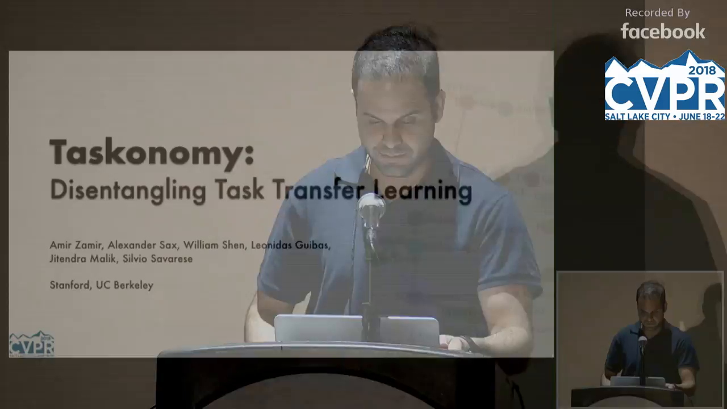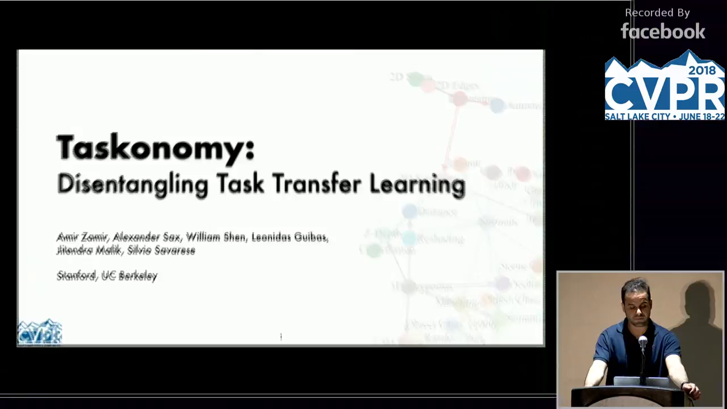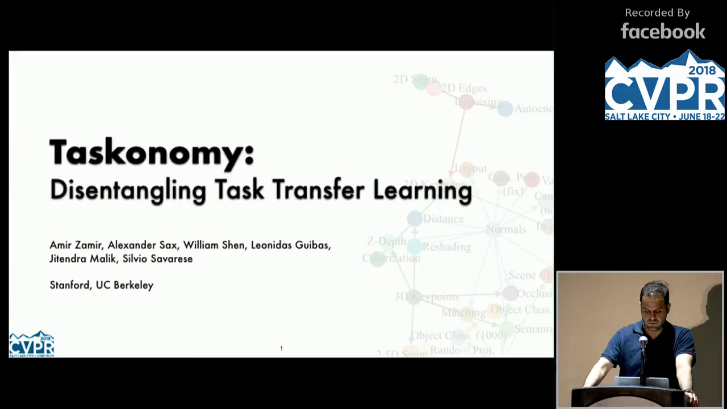Sorry about the technical difficulties. I'm Amir Zamir, presenting Taskonomy, Disentangling Task Transfer Learning. This is joint work with Alexander Sachs, William Shen, Leo Guibas, Jitendra Malik, and Silvio Savarese.